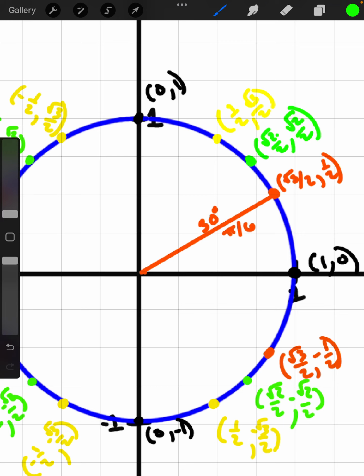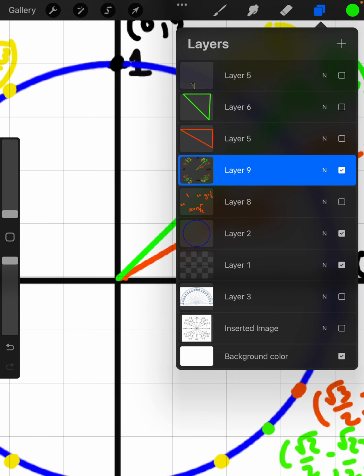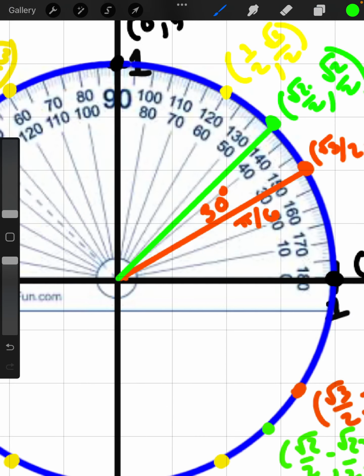Okay, and then once I have that one done, I'm going to go back and I'm going to draw in this second angle that I had, which was a 45-degree angle. And if I bring back my protractor, we should be able to see that.